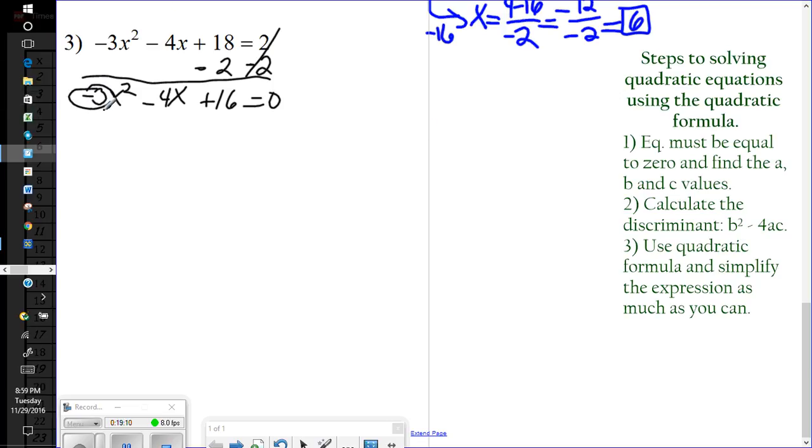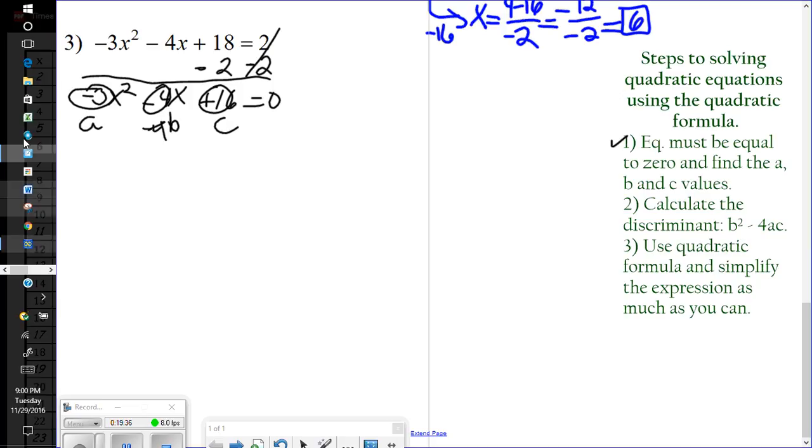Now this is my A value, so A is negative 3. This is my B value, negative 4. I'm sorry, this is the B value, and this will be the C value. Okay, so now with number 1, I set the equation equal to 0 and find the A, B, and C value.